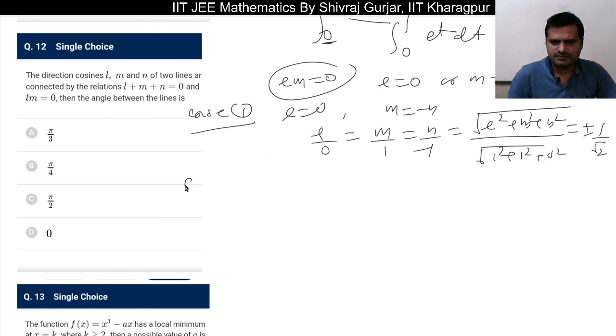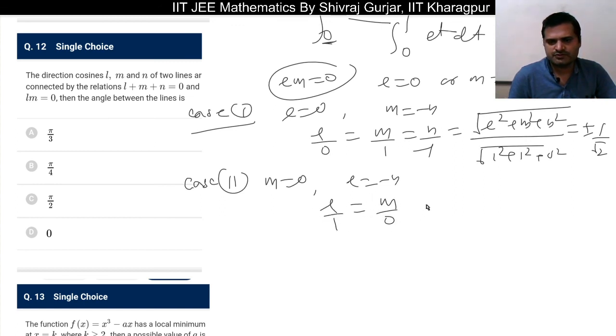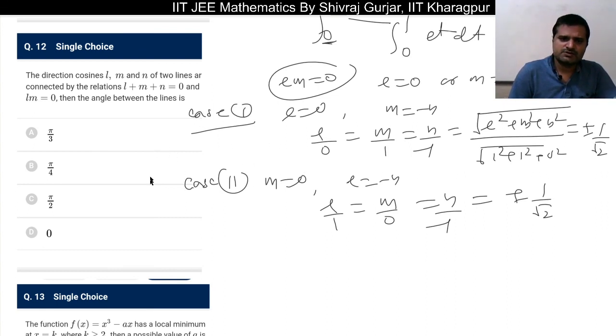Say case 2, if m is 0, then L equals to minus n. This can be written as L by 1 equals to m by 0 equals to n by minus 1. Again the same thing, plus minus 1 by root 2. Now the angle between the lines. So first, from here we can say that L is 0, m will be plus minus 1 by root 2, and n will be minus plus 1 by root 2. This is the first line set.